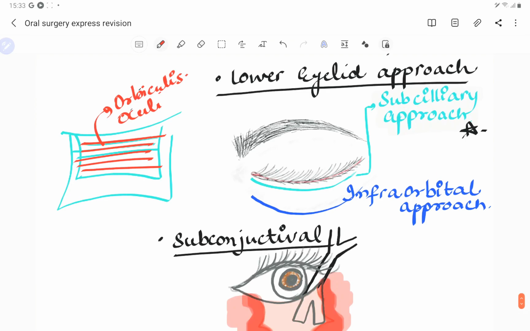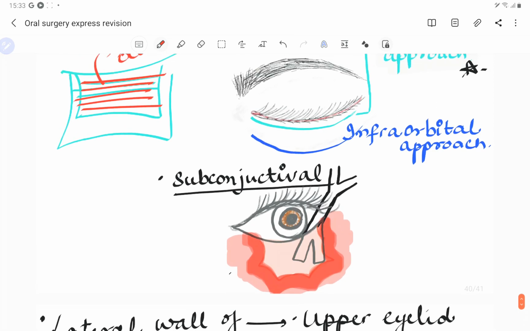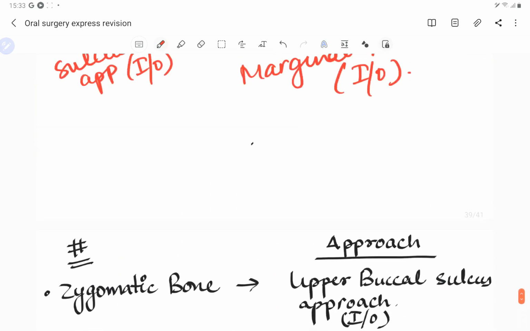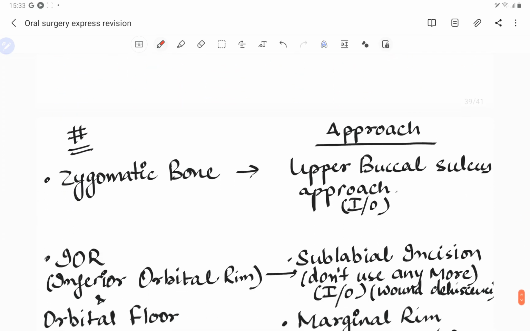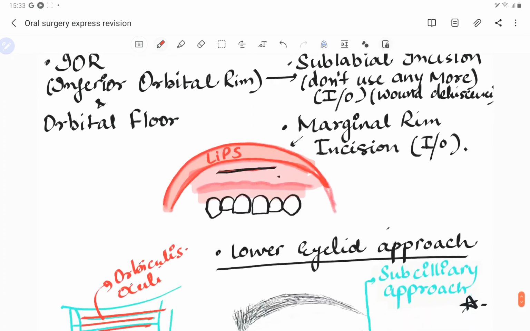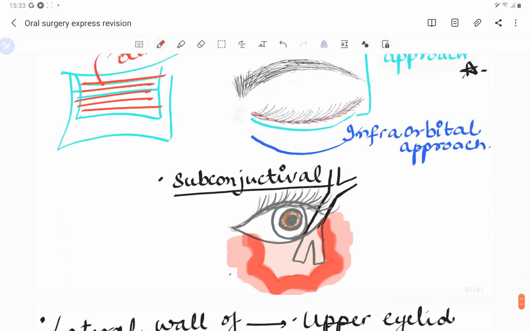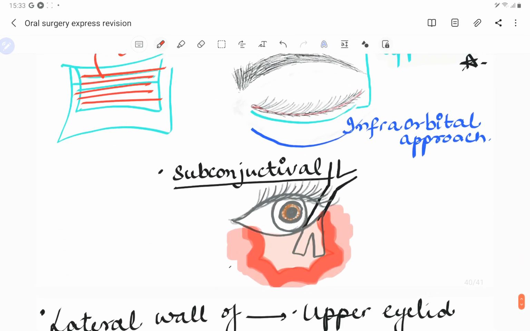Then we can also go for the infraorbital approach, which is going towards the infraorbital margin. This is the infraorbital incision, if you can see here, this one. Then we have the subconjunctival, which is through the conjunctiva, also known as the transconjunctival approach.